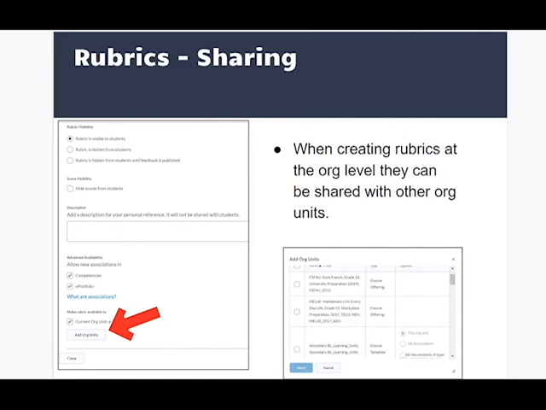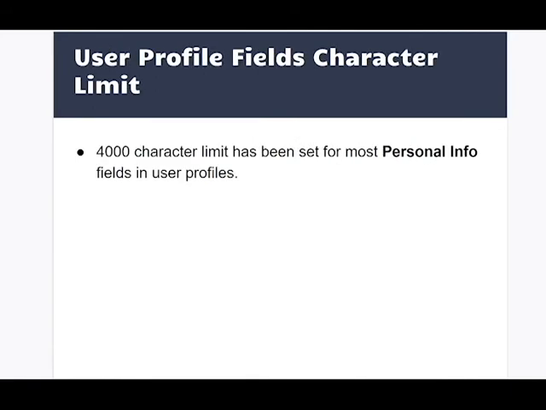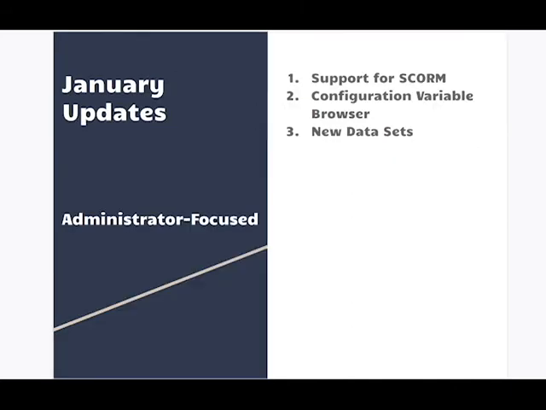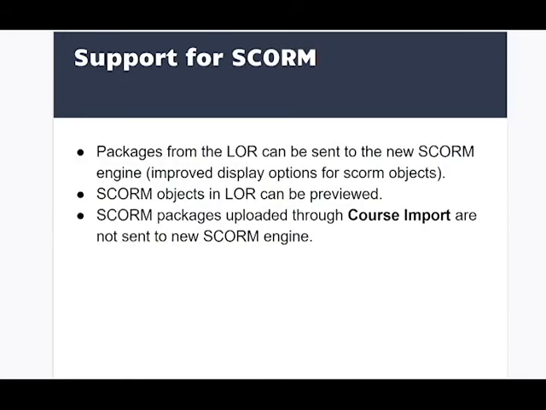rubric with. And finally, there's been a character limit imposed on most of the fields in the personal information fields of user profiles, and that's set to still a very generous 4,000 characters. So that's a lot of my favorite movies that you can list in that field still. So still pretty generous. There have been a couple of updates that were more administrator focused, and I'll just talk about those now. One of them has to do with SCORM.